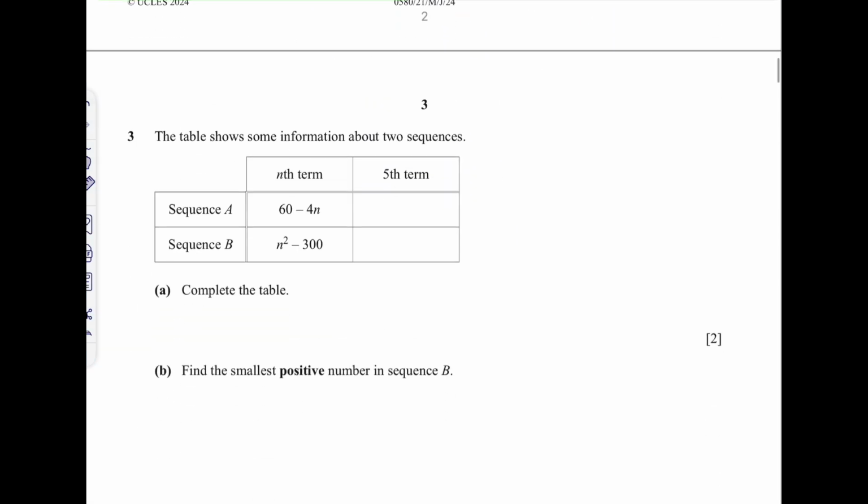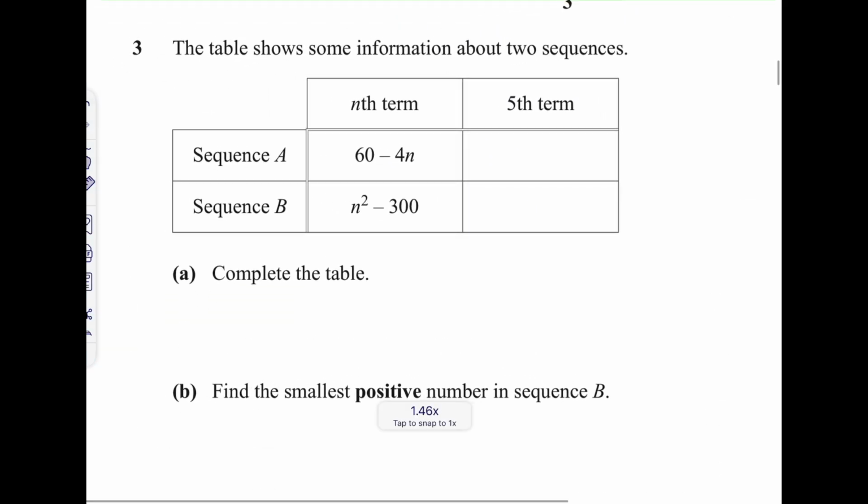Now moving on, it says the diagram shows some information about 2 sequences. Complete the table. You have to find the 5th term. For the 5th term, you put n in this equation as 5. So it is 60 minus 4 times 5, which gives you 40. The same for the other one. Here n is being squared, so we do 5 squared minus 300. That's negative 275. So we're done with the first part, which is complete the table.